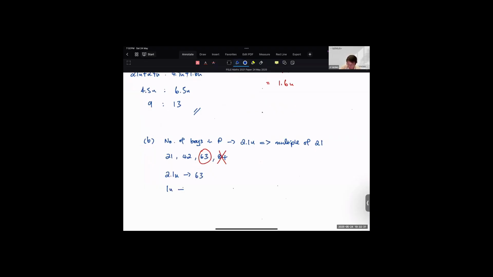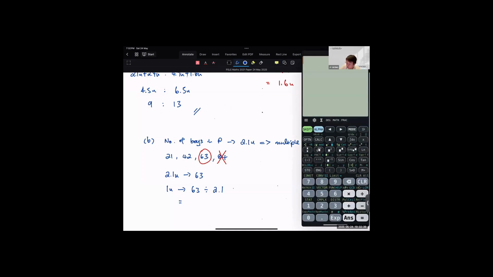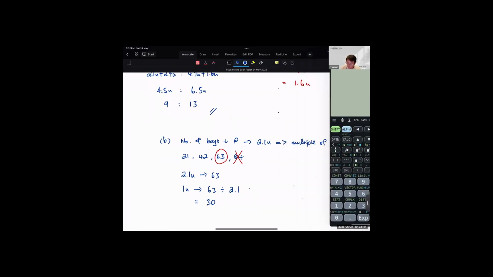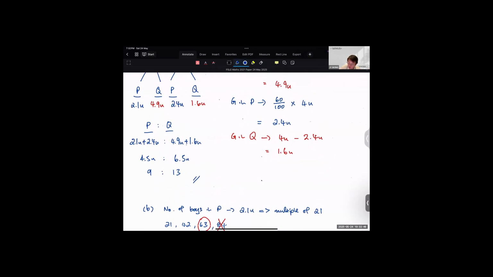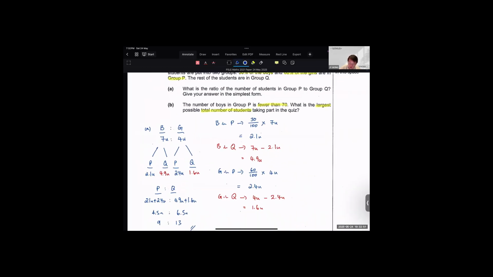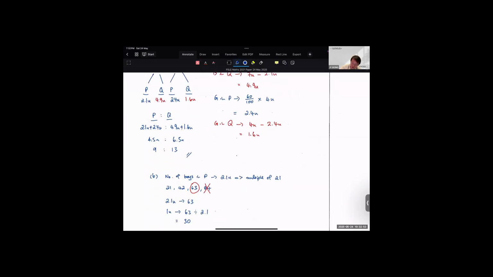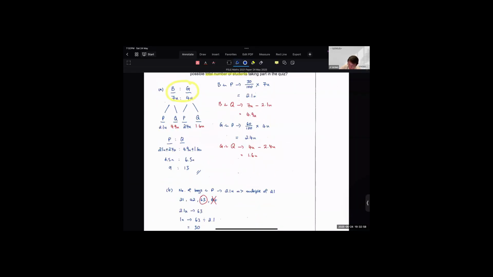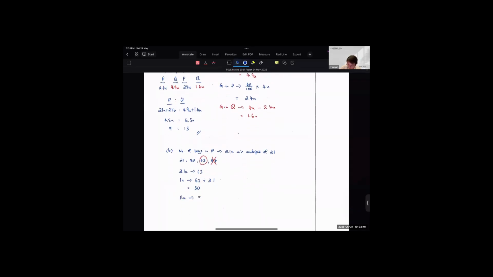Okay? And that means your 2.1 unit represents 63 boys. And therefore, 1 unit represents 63 divided by 2.1, which will give me 30. What does the question want? The question wants the total number of students taking part in the quiz, which means boys plus girls, which if we look at our original, it is 11 units. And therefore, 11U is 30 times 11 to give me 330.